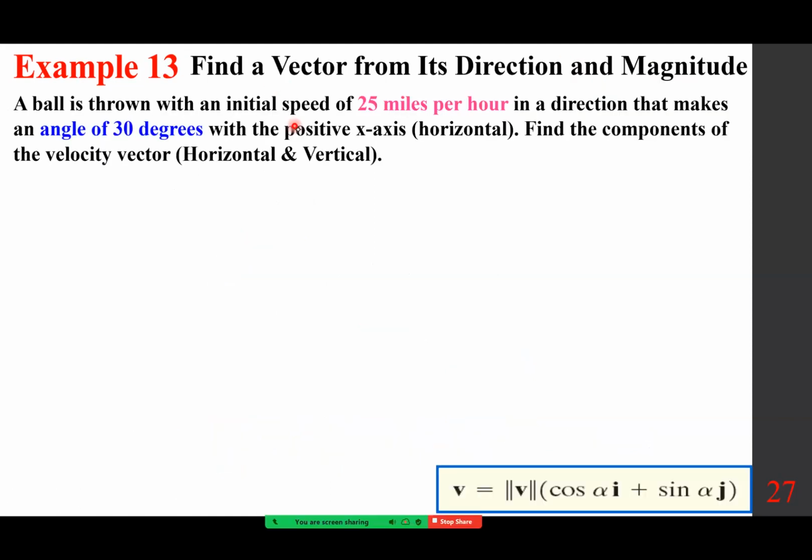Find the vector from its direction and magnitude. A ball is thrown with an initial speed of 25 miles per hour in a direction that makes an angle of 30 degrees with the positive x-axis or horizontal line. Find the components of the velocity vector, that means horizontal and vertical, that means a and b. So we want to find those. That's the bottom line.